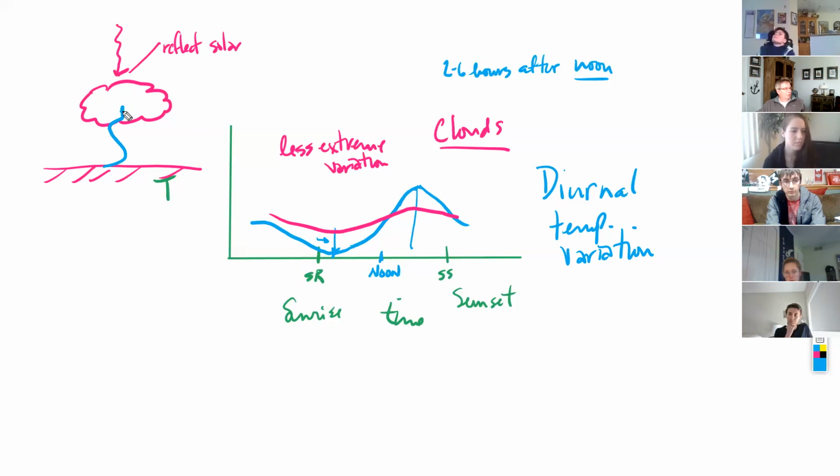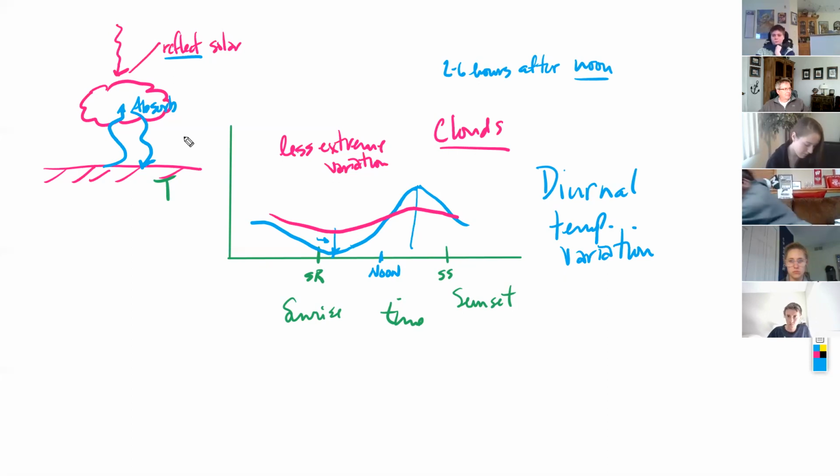Why? What are they doing? What's different? It's kind of different. They absorb it. And then what do they do? Then they radiate it back. So the temperature can't get as cold on a cloudy night because clouds are absorbing and radiating energy. They don't get as warm during the day because clouds reflect during the day. So they reflect shortwave radiation. They absorb and emit longwave radiation.